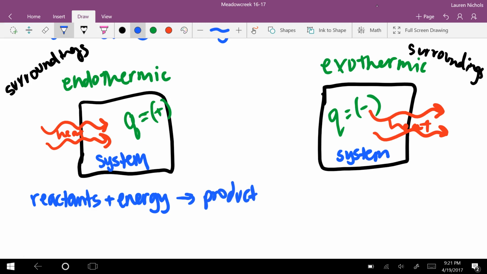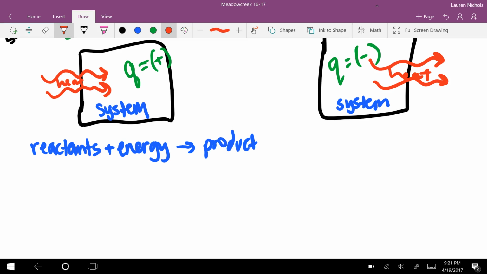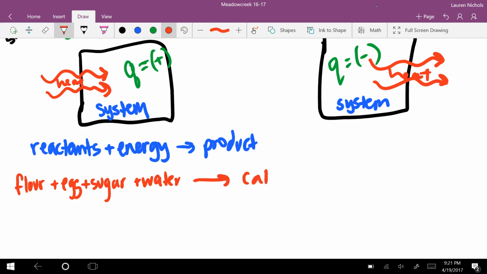Now, in terms of an example of this, if you think of maybe baking a cake, okay? In order to bake a cake, you need flour plus egg plus sugar plus water, okay? And we make a cake. Well, if I mix all of those things together, a cake is not going to magically appear. I have to put it in the oven. And when I put it in the oven, I turn the oven on, it adds heat to the ingredients. Okay, so energy, so we would just say plus energy. Okay, energy is an ingredient almost. It's a reactant. You have to have it in order to produce that cake.